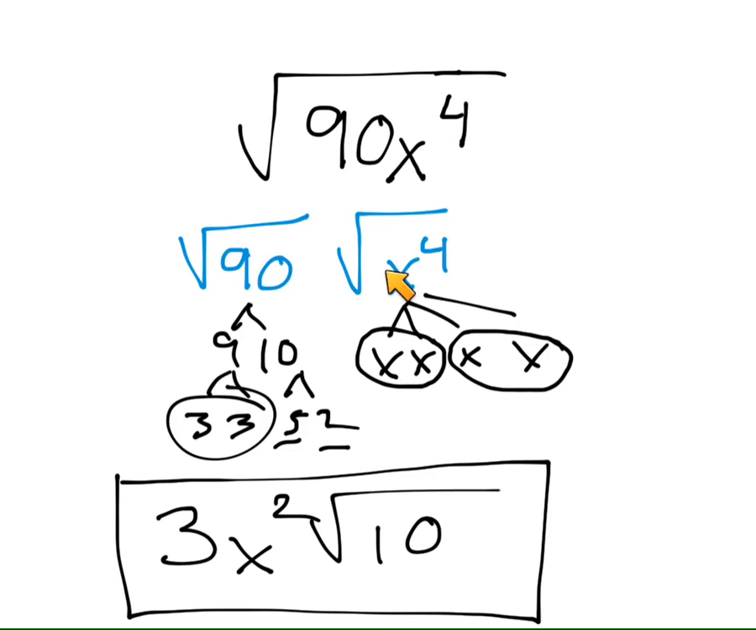Okay. But if you think about it this way, what's the square root of x to the 4th? Meaning what variable to what power times itself gives you x to the 4th? It's x to the 2nd, right? X to the 2nd times x to the 2nd is x to the 4th.